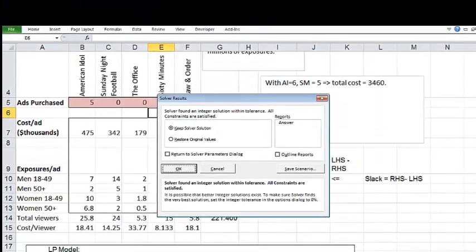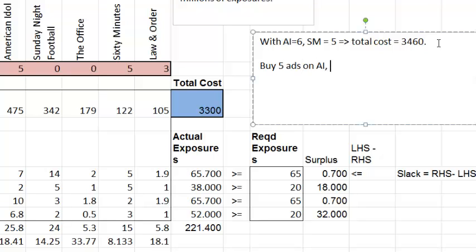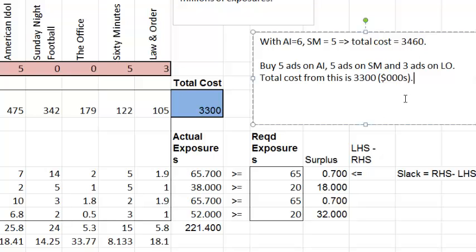Let's click on solve. Found the integer solution. Say okay. There it is. So here, the actual solution is to buy 5 ads on American Idol, 5 ads on 60 Minutes, and 3 ads on Law and Order. The total cost from this is 3,300. That's in thousands of dollars. You could see this solution gives us lower total cost than the one we tried before.